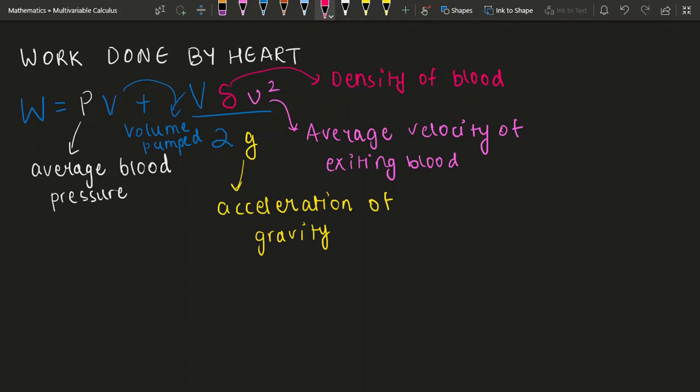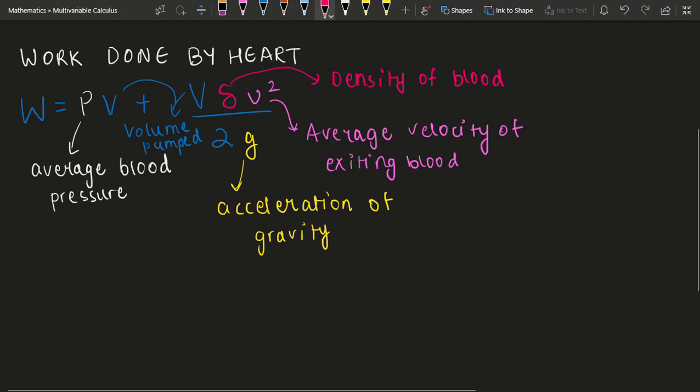Let's say you as a scientist have been able to model the work done by the heart as a multivariable function of the parameters: the average blood pressure, the volume pumped by your blood in that unit time, the density of blood, the average velocity of the exiting blood, and the acceleration of gravity of wherever you are. Now you want to analyze how this work changes as you change the various variables. And the best way to do that is by taking partial derivatives.